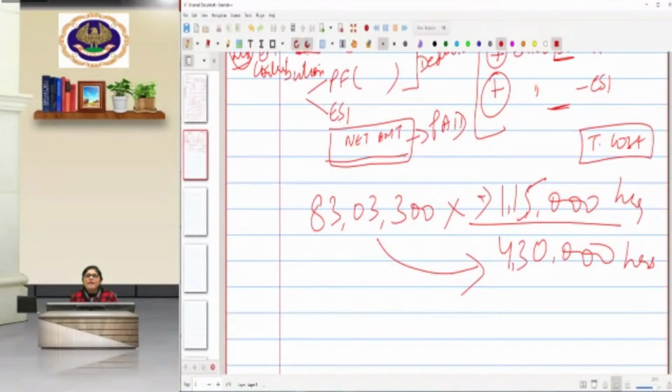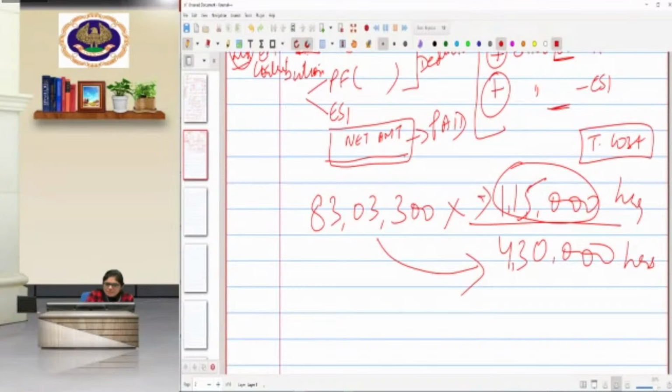See, we have to calculate the profit loss because of these unproductive hours. I'm repeating: we have to calculate the profit which we have lost due to these 1,15,000 unproductive hours. Clear? So for the profit loss, we need to know the sales. So if the total sales were 83 lakh, which were because of 4,30,000 hours, how much will be the sales for 1,15,000 hours? So just calculate 83,03,300 divided by 4,30,000 into 1,15,000.